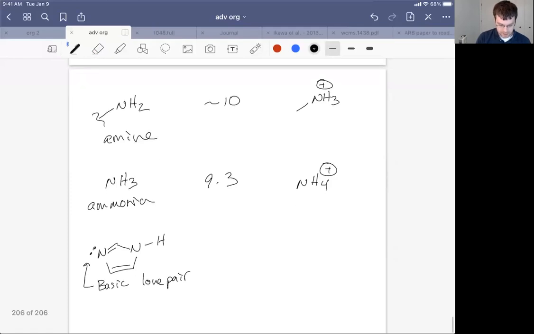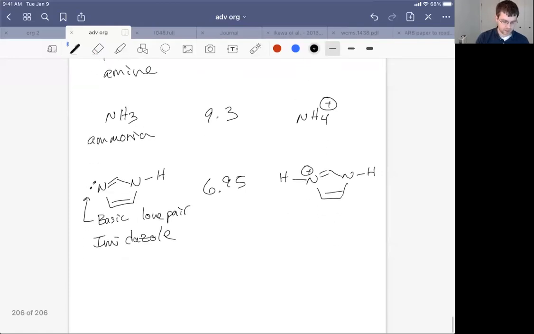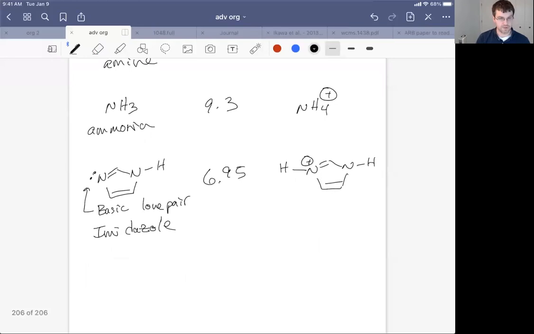But it's aromatic using the other lone pair. That one doesn't usually pick up a hydrogen because you would destroy aromaticity in doing so. But the conjugate acid has a pKa, and it looks like this, of 6.95. Now this is imidazole, the heterocycle imidazole, and this shows up quite a bit in histidine, and so it is fairly abundant in biological molecules.